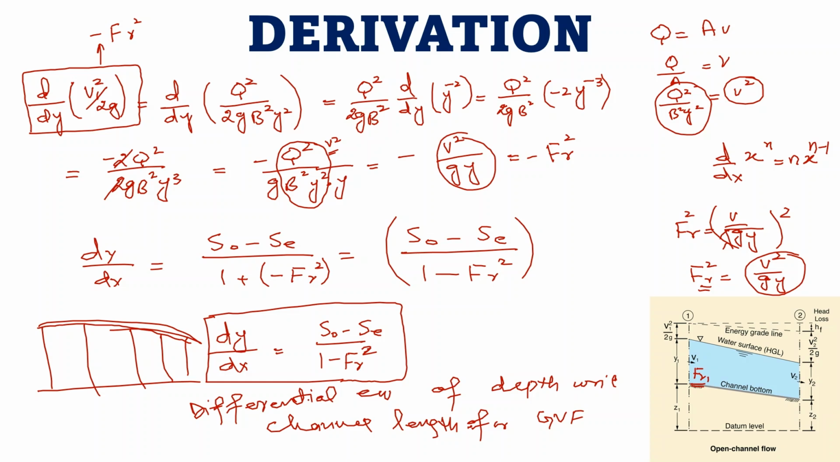In next lecture, I will discuss a numerical problem relevant to this, because in this section we have five types of profiles: mild, steep, horizontal, critical, and adverse slope profiles. So we'll discuss that in the next lecture, and then we will discuss the numerical problem.